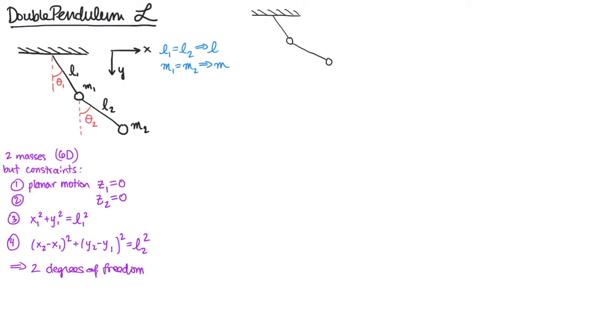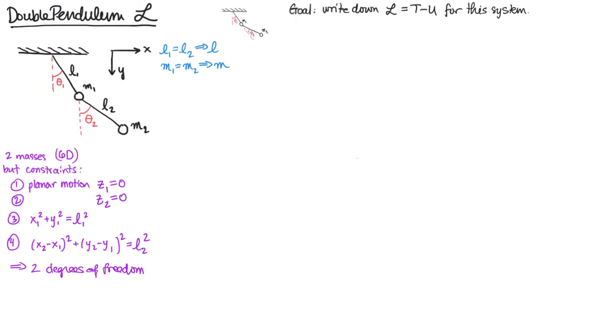You could have equivalently called one angle the angle of mass 1 relative to the vertical, and then the second angle could be the angle of mass 2 relative to the first string. Notice it's a slight difference. Either one is fine. We are going to opt for the first approach, where both angles are relative to the vertical. So our goal here is to write down the Lagrangian for the system, so we need an expression for T, and we need an expression for U, the potential energy.